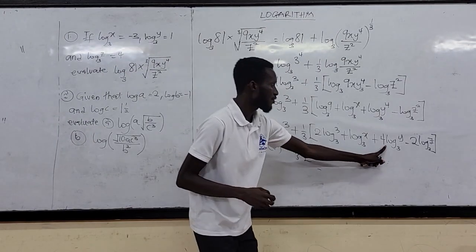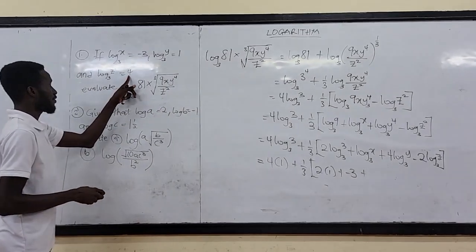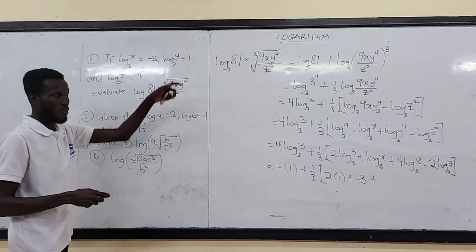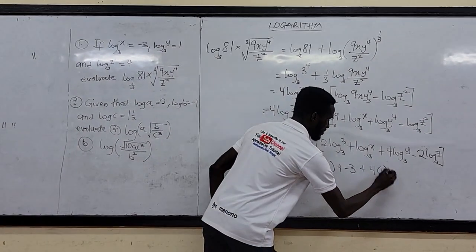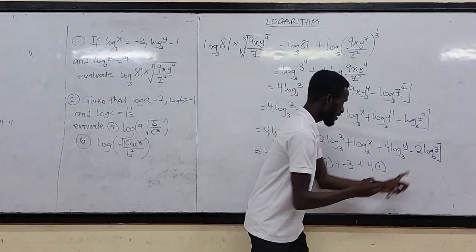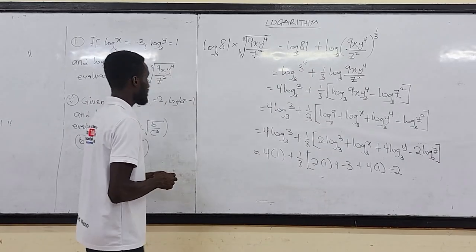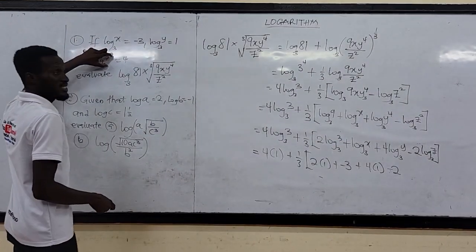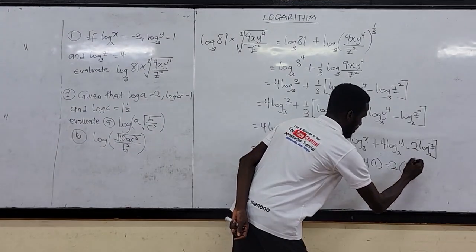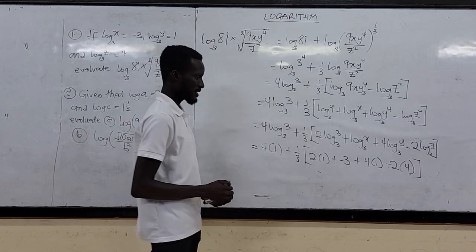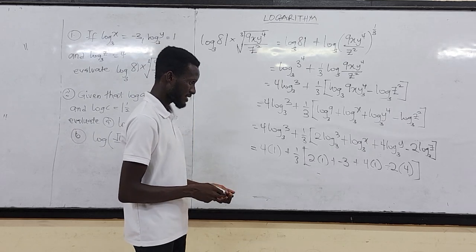Plus 4 log y base 3. And then log y was given to be 1. So which means I'm going to have 4 times 1. Then at this point I have minus 2 times log z. What is log z? Log z was given to be 4. So I need to write 4 here. So you see how simple that thing is. Now this one is a simple integers. You just have to simplify it, then you are done.